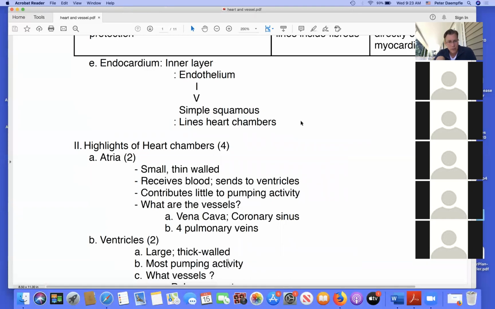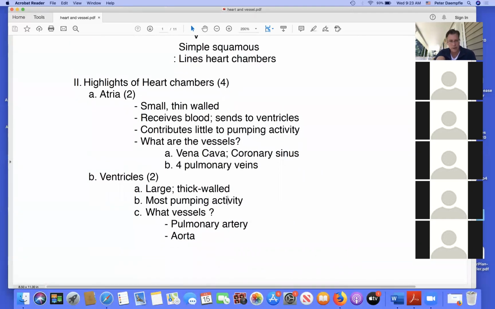Okay. Now here are the notes for what we just talked about. We're tracing the flow of blood through the heart chambers. The atria, know where they are. The ventricles, know where they are. Know where the vena cava is, which brings blood to the heart. Know that the aorta sends blood out of the heart. Know the pulmonary veins and pulmonary arteries.